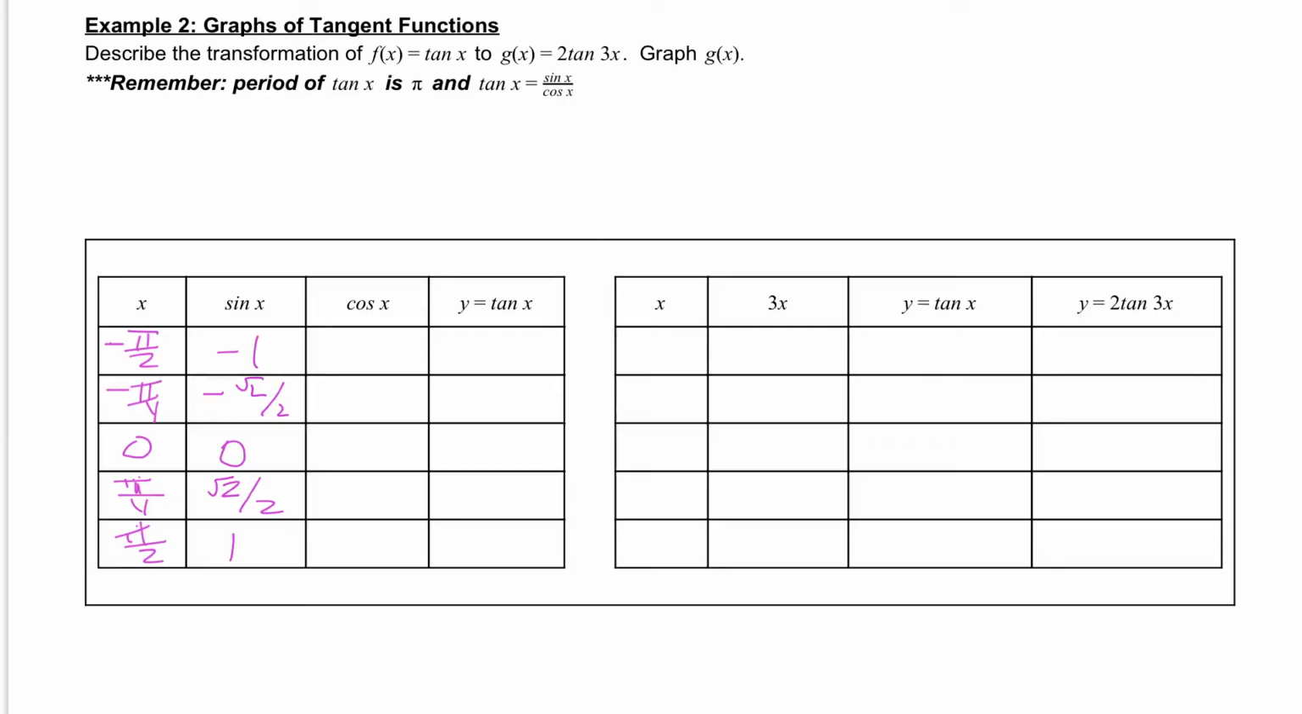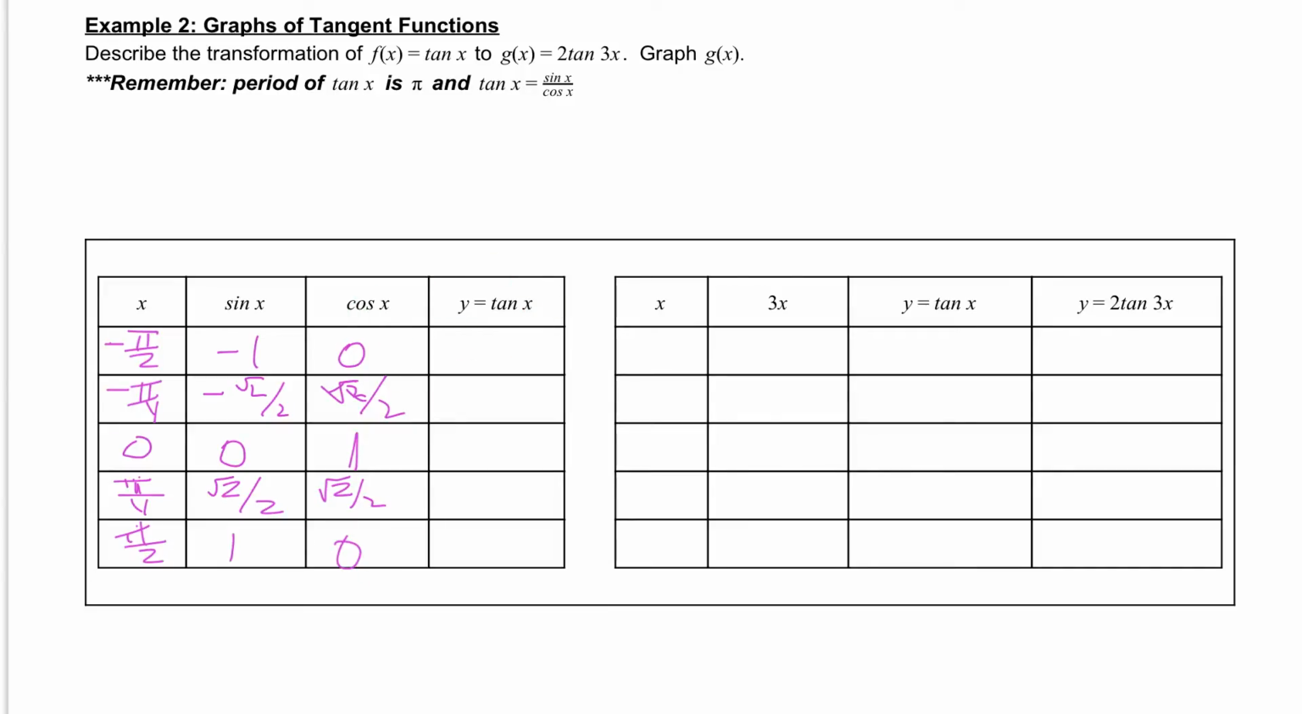Then we're going to take a look at the cosine function. So the cosine of negative pi over 2 is 0. The cosine of negative pi over 4 is positive square root of 2 over 2. The cosine of 0 is 1. The cosine of pi over 4 is positive square root of 2 over 2. And the cosine of pi over 2 is 0. Again, these values are coming from the unit circle.